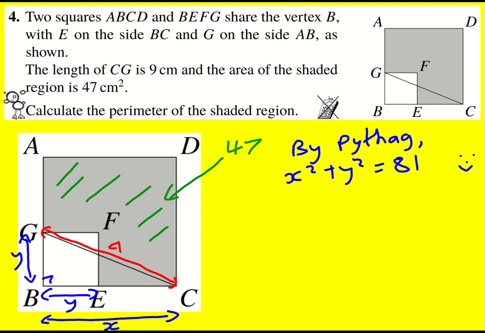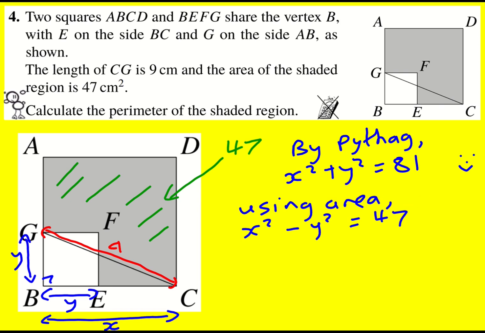Okay, we've got a relationship relating X and Y. Can we do the same with the 47? Well, the shaded area is going to be the area of the big square, X squared, minus the area of the small square, which is Y squared, and that's going to equal 47.